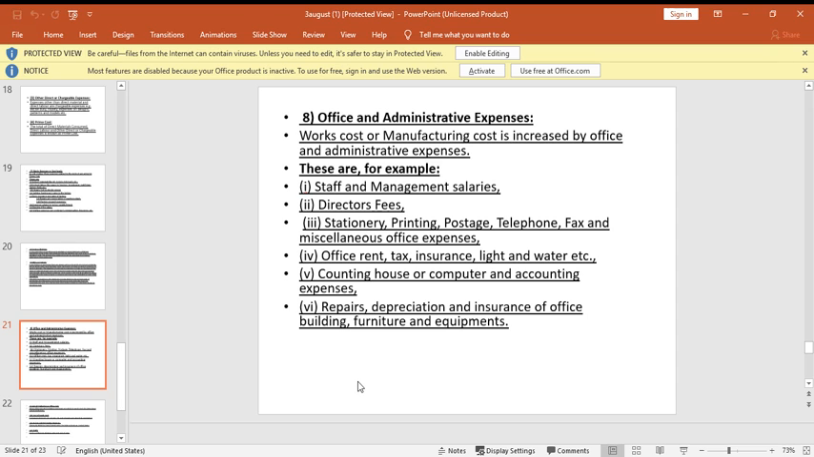Then office and administrative expenses. Works cost or manufacturing cost is increased by office and administrative expenses. These are, for example, staff and management salaries, director fees, stationery, printing, postage, telephone, fax, and miscellaneous office expenses, office rent, tax, insurance, light and water, counting house or computer and accounting expenses, repairs, depreciation, and insurance of office building, furniture, and equipment. This all comes under office and administrative expenses.